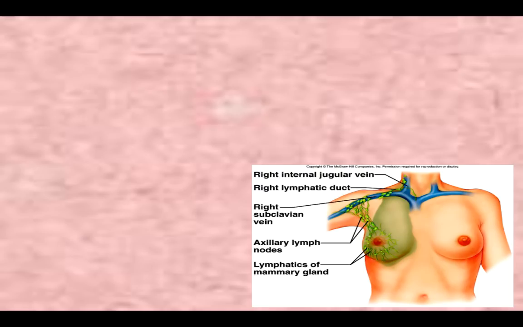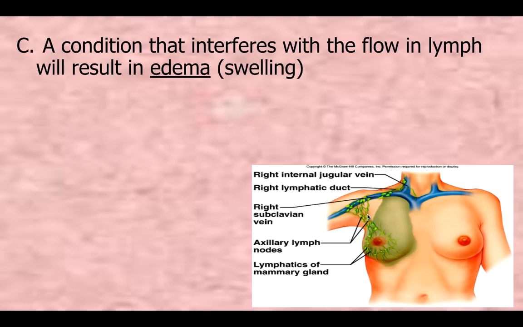Here we have an image. We can see the subclavian vein right here, and you've got a network of these little nodes, or lymph nodes, in your armpit. There's a condition that exists that interferes with the flow of lymph, and a lot of times you can see edema, or a mass of swelling or buildup of fluid, that looks like big tumors almost.